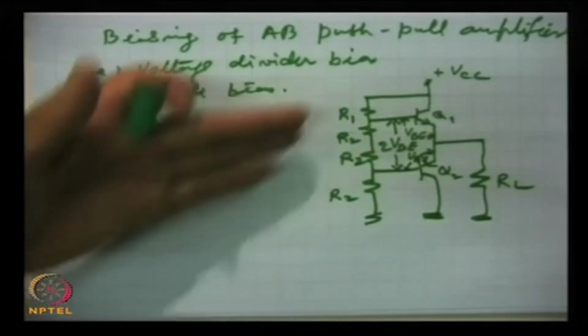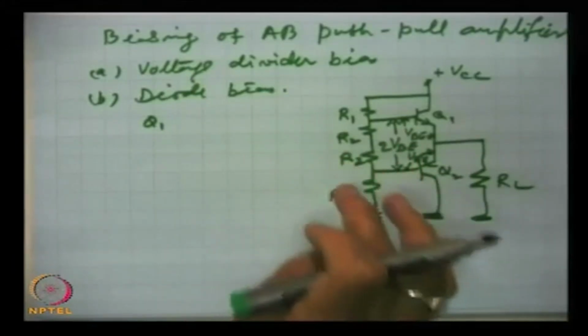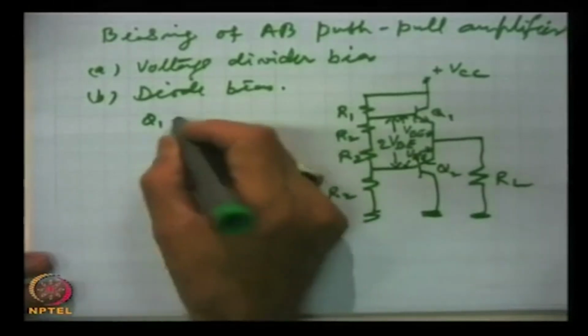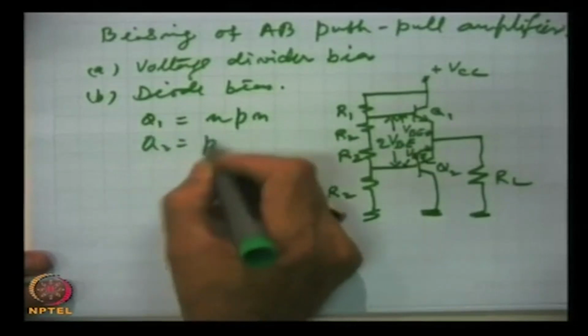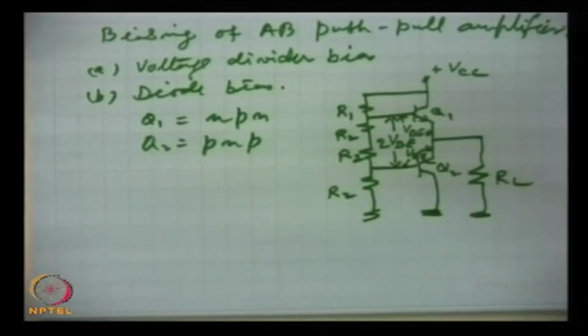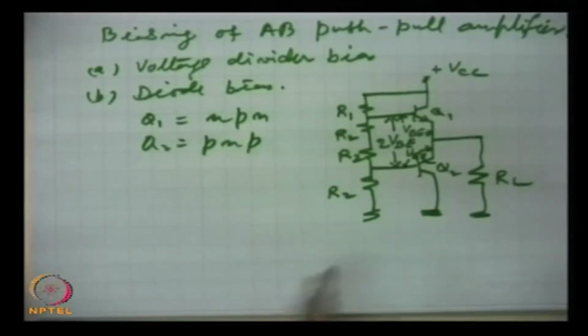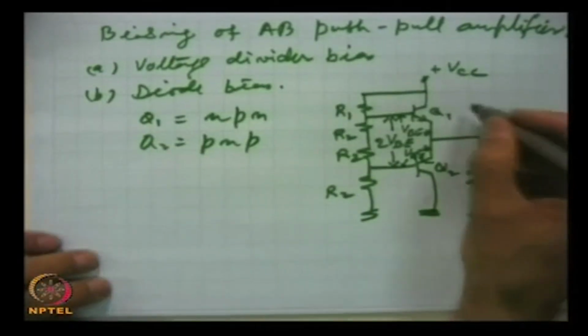So, we have done voltage divider bias in the normal small signal amplifiers. By a very simple means we can calculate this resistance R2 which is to be used, and Q1 is of NPN type and Q2 is PNP type. This is the push pull circuit which is very widely used, and for analysis purposes only half of the circuit can be taken because they are symmetric.